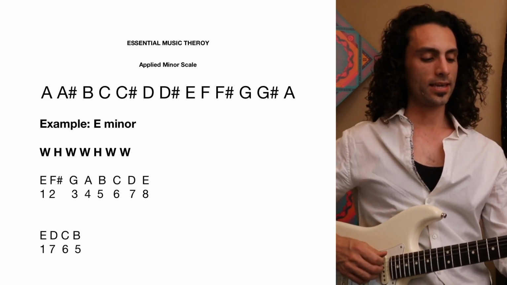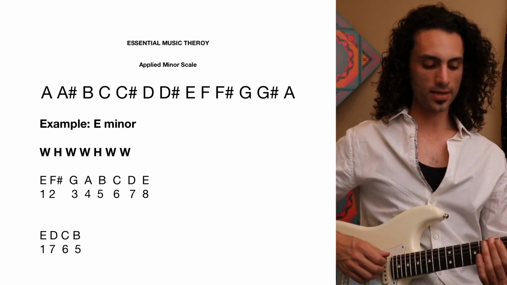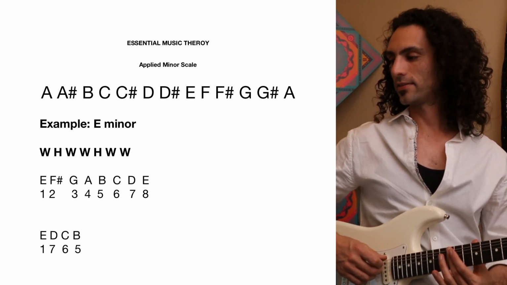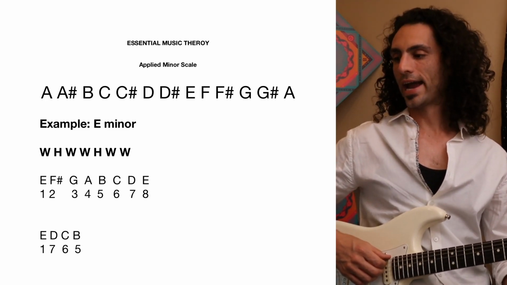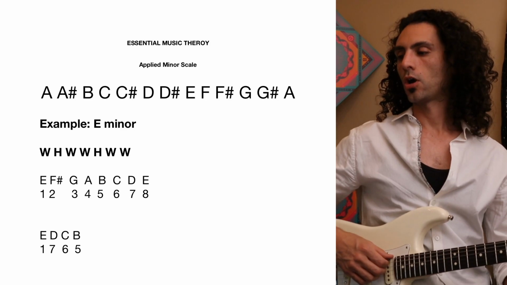So E, F sharp, G, A, B, C, D, and E. That's your E minor scale. Okay, whole, half, whole, half, whole.